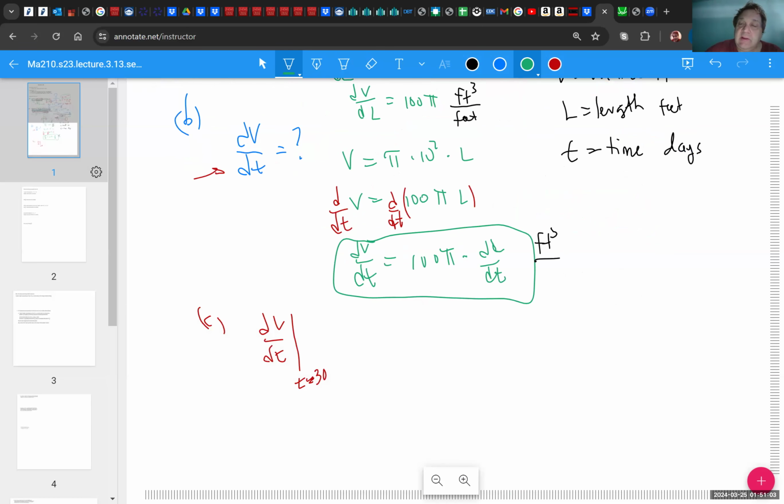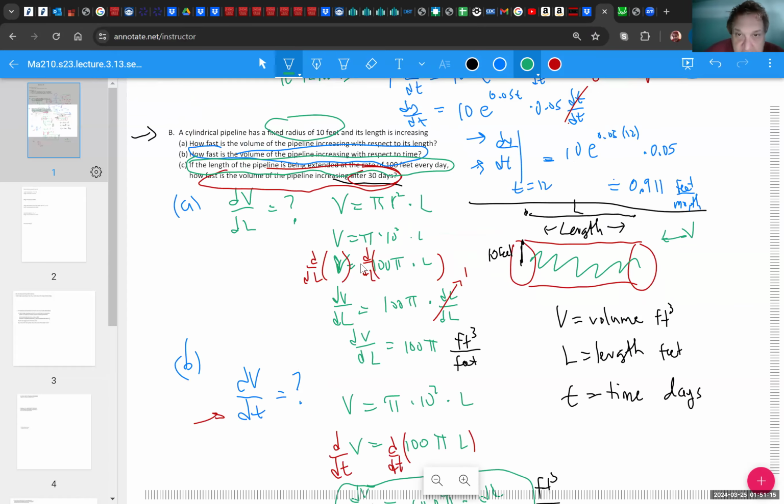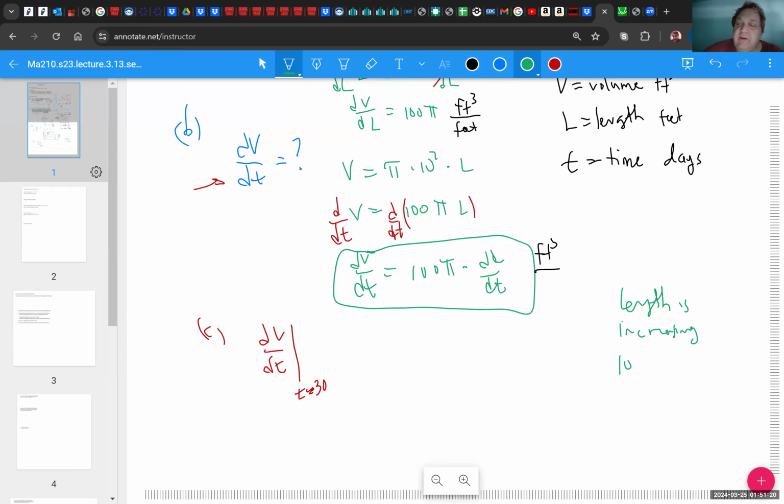So I'll write it here. Length is increasing. Was it 10? My short-term memory is so bad. 100. Increasing 100 feet per day. So again, we should write that in math language so we can use it in our formulas. So the length is the change in L, the time is the change in t, and that's going to be positive 100, because it's increasing by 100. Okay, so we know that dL/dt is equal to 100.